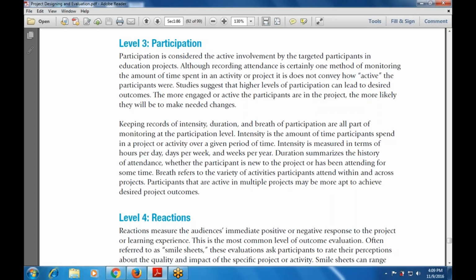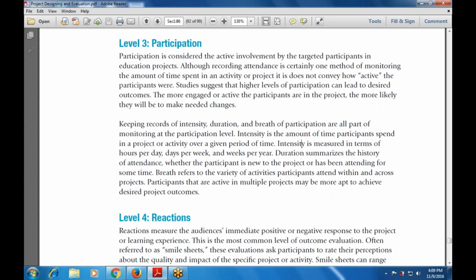So what is the amount of time that participants spend in a project or the activity over a given period of time? The intensity is measured in terms of hours per day, days per week, weeks per year. The duration also summarizes the history of the attendance, whether the participant is new to the project or has been attending for some time. And breadth means the variety of activities that participants attend within and across the project. So one is intensity, then duration, and breadth of the participation. These are the monitoring activities at the participation level.